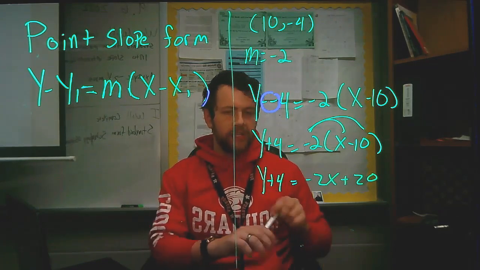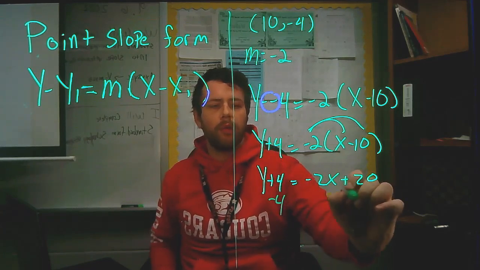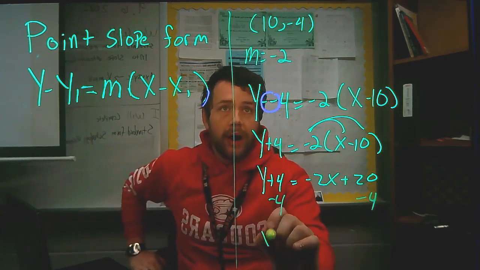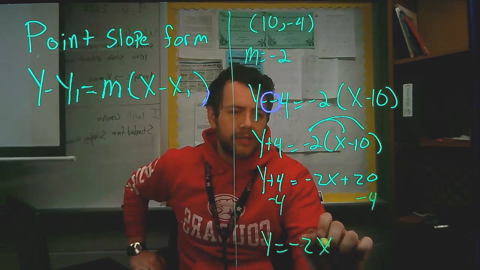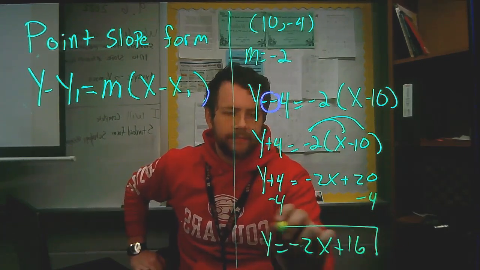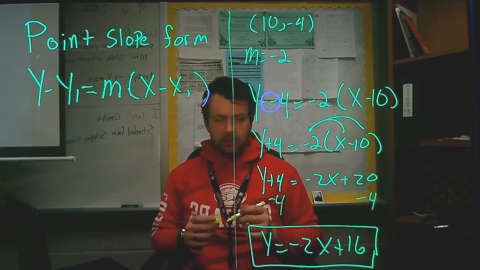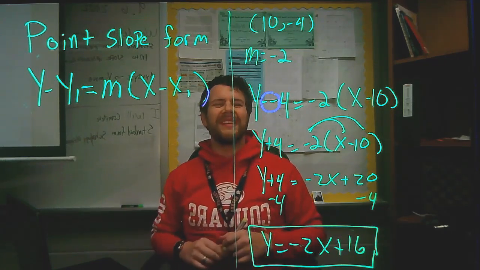And then we can finish this by moving that 4 over. Y equals negative 2x plus 16. Slope is negative 2. And the y-intercept is 16.